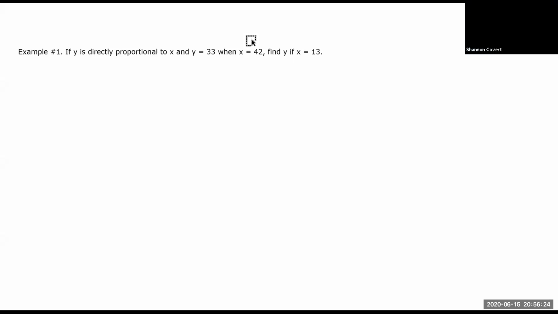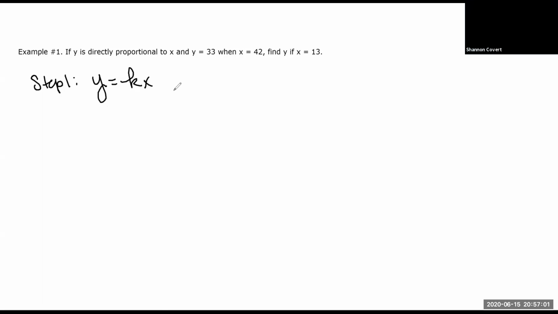Example number 1, if y is directly proportional to x and y equals 33 when x equals 42, find y if x equals 13. Step 1 will be writing the formula. Y is directly proportional to x. Y equals kx.